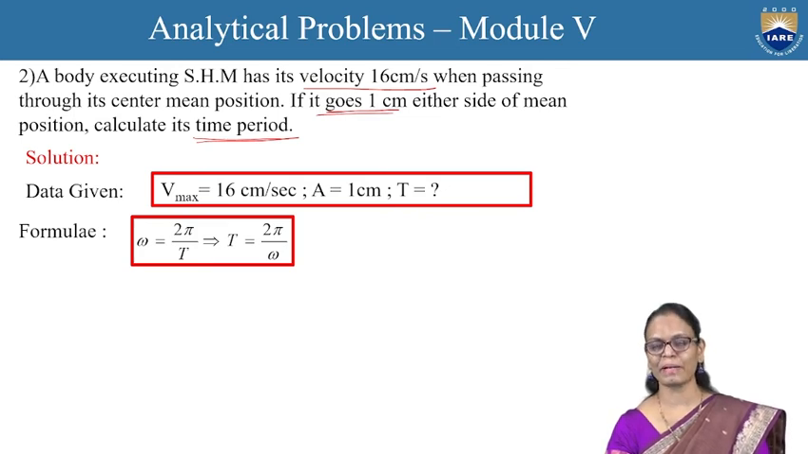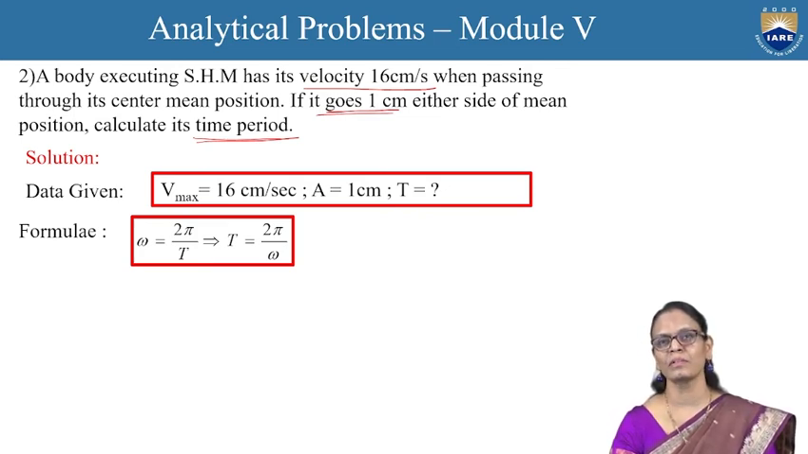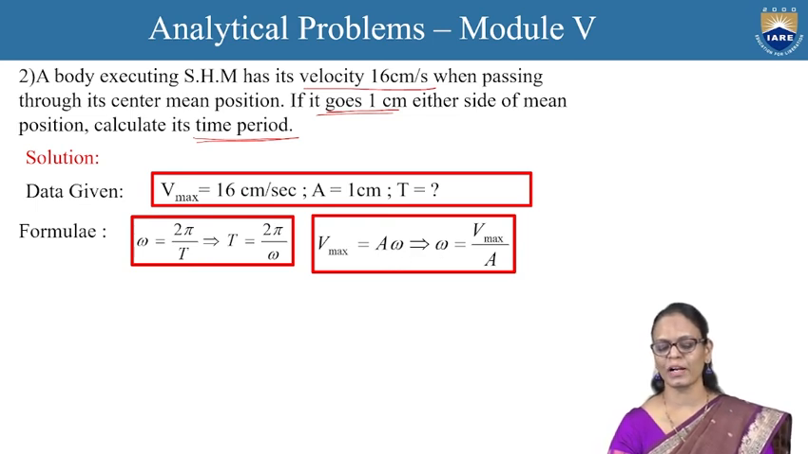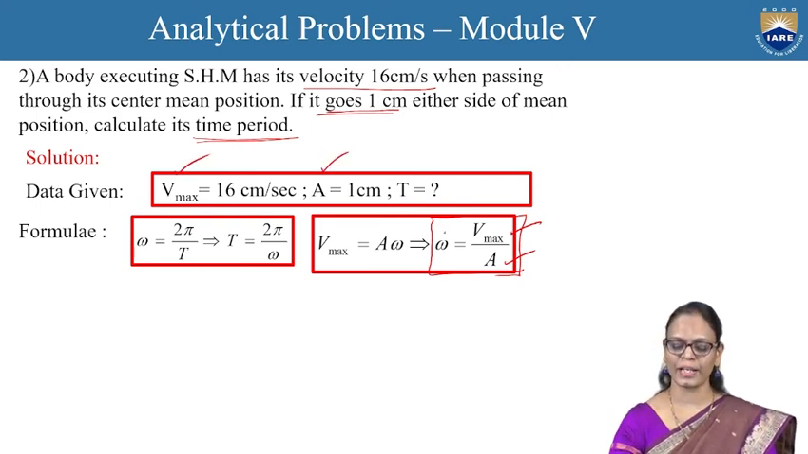Omega is equal to 2 pi by T. So T is equal to 2 pi by omega. Vmax is equal to A omega. So omega will be Vmax upon A. So how we are getting omega is, we are writing the formula in terms of known values. Vmax we know, A we know. So we are writing it in known terms and getting omega. So once we get omega, we can find the time period by substituting it in the formula. T is equal to 2 pi by omega.